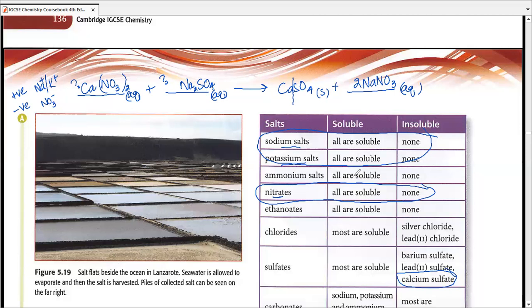This is something which Cambridge usually plays as a question. And if you know what positive and negative ions you can start with, you're always going to end up writing a correct equation. I hope this example is clear enough, right?